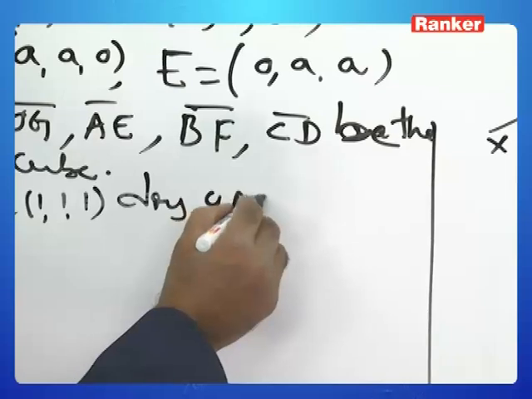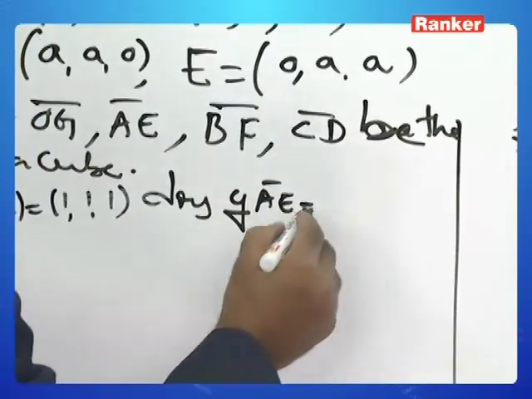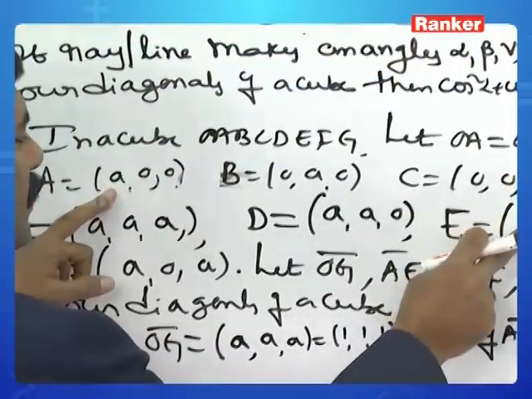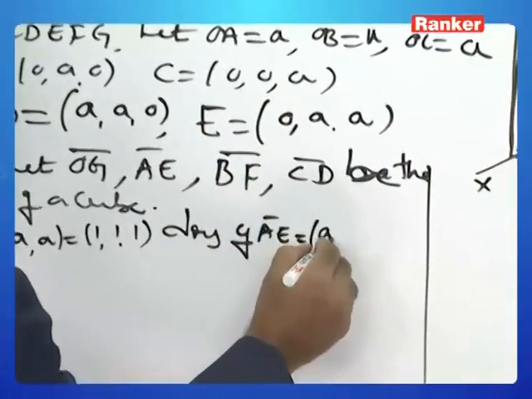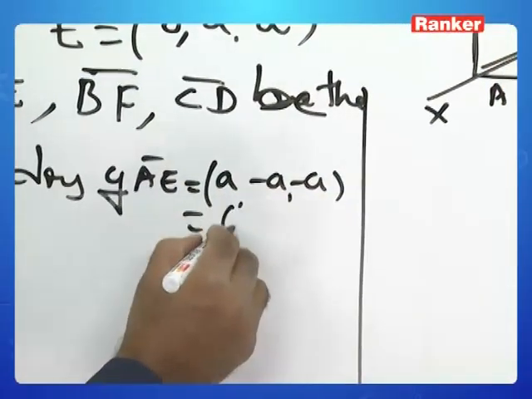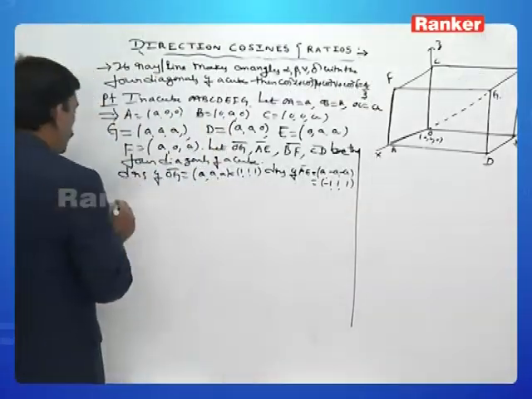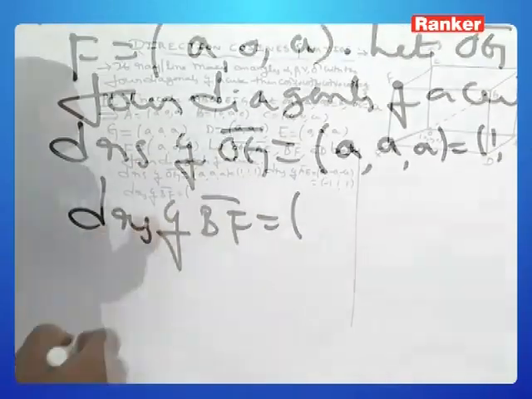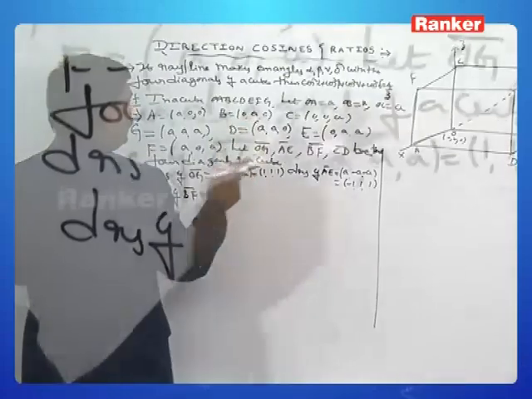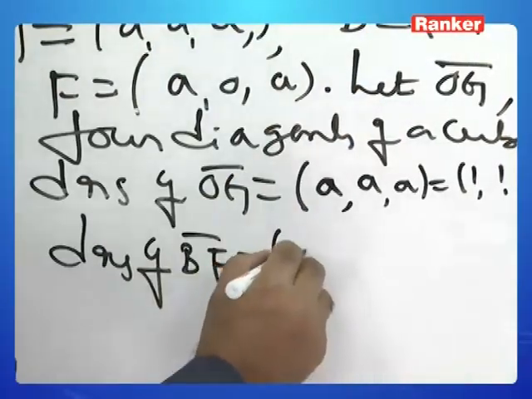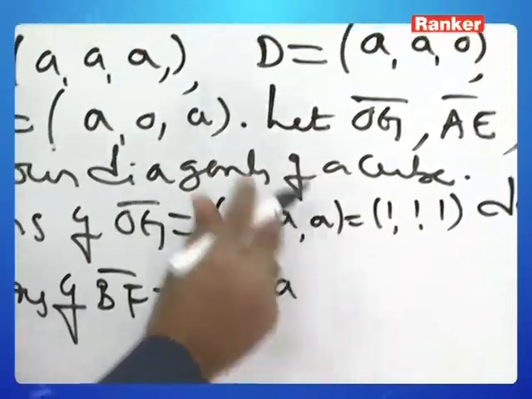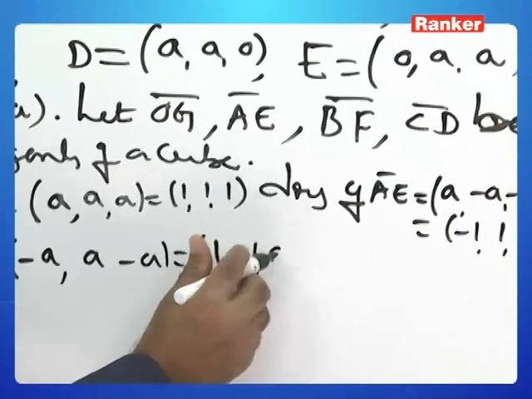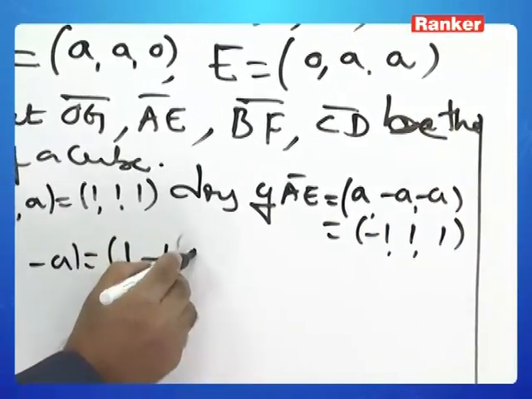Next, DRs of AE bar. Now AE bar, this is 0 minus a, a minus 0, a minus 0. Therefore, minus a, a, a. I can write minus 1, 1, 1. Next, DRs of BF bar. B is this, F is here. Now a minus 0, a, 0 minus a, minus a. Therefore 1, minus 1, minus 1.